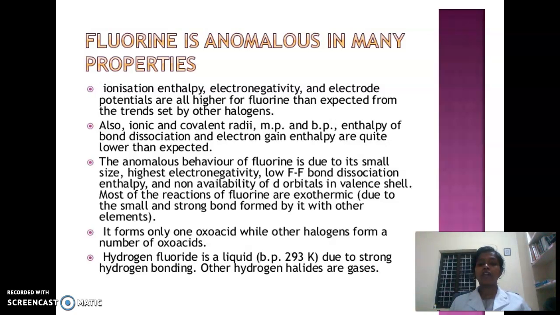Most of the reactions of fluorine are exothermic. It also forms only one oxoacid while other halogens form a number of oxoacids. Hydrogen fluoride is a liquid which has a boiling point of 293 Kelvin, and it can form strong hydrogen bonds. Other hydrogen halides are gases.